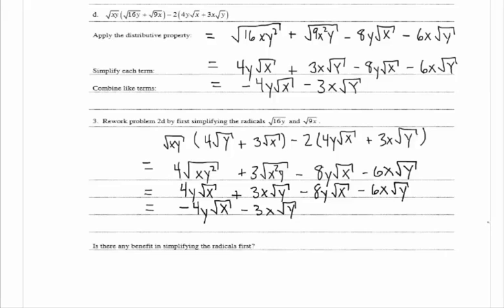And then it asks, is there any benefit in simplifying the radical first? And you can see that it took us 3 lines worth of work on both of these problems. So I'm going to say there's no benefit to simplifying the radicals first because it took us the same amount of steps. But if it helps you to simplify the radicals first, then because it took the same amount of steps, to me it's more of a preference than a necessity.